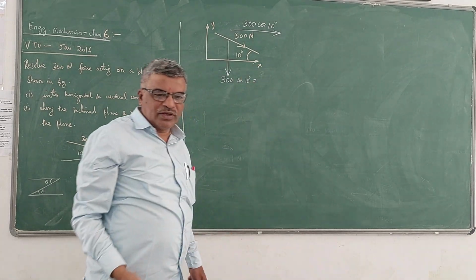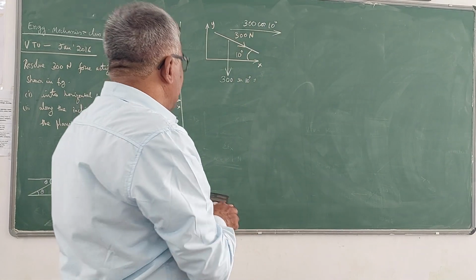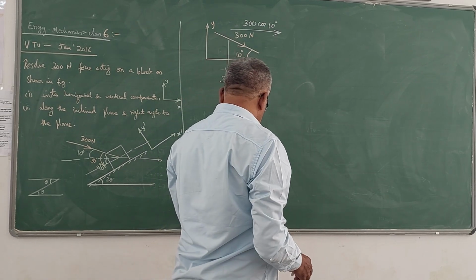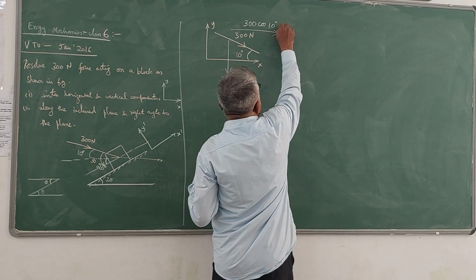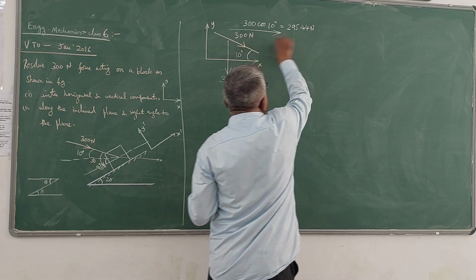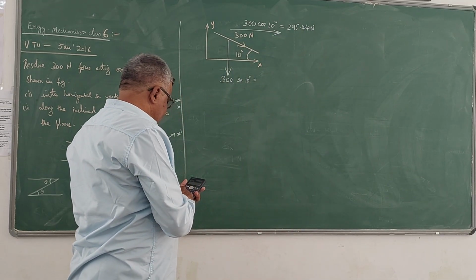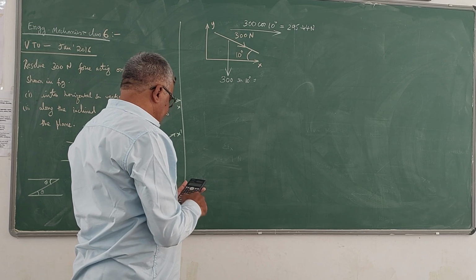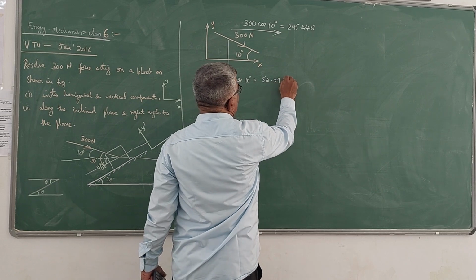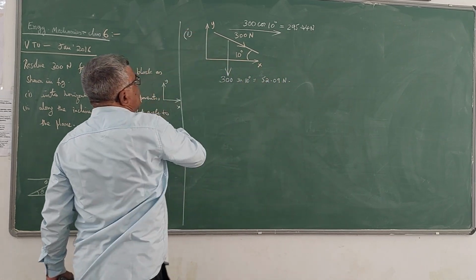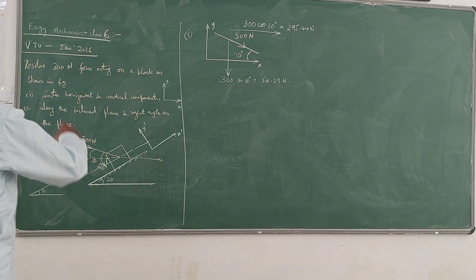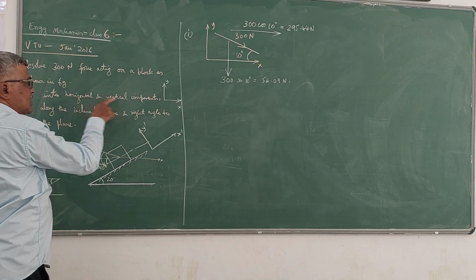So if you simplify this, you will get 300 cos 10 degree is how much? I will tell you, 295.44 Newton, which is acting towards right, and 300 sin 10 degree, 300 into sin 10 degree will be 52.09 Newton. So these two are the components along with the directions when you resolve this 300 Newton force into horizontal and vertical components.